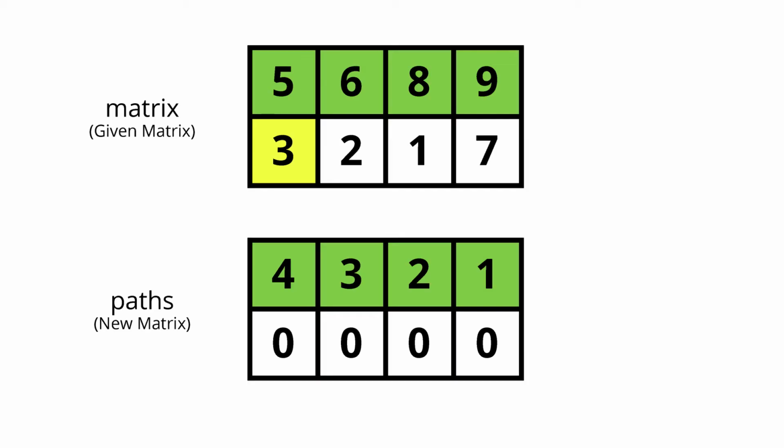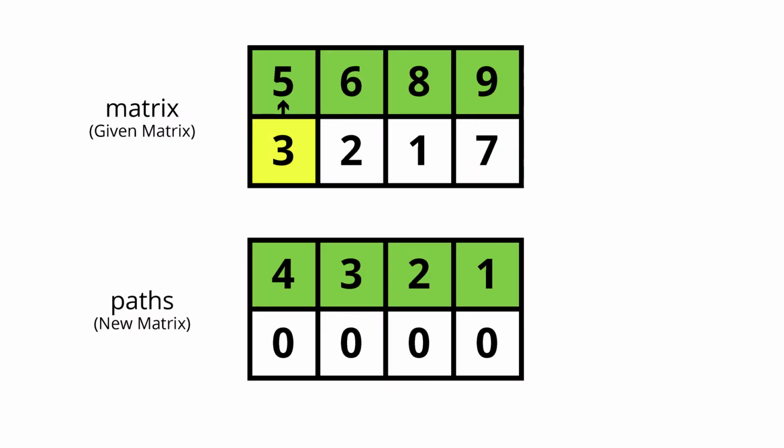Now for cell 3, we can only move in one direction, that is upward direction. And we know that the longest path from cell 3 is 1 plus the longest path from cell 5. Since we have already computed the longest path from cell 5, we can reuse it. So the longest path from cell 3 is 1 plus 4 equal to 5.